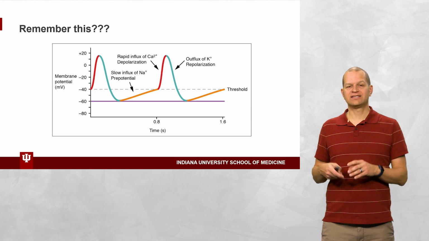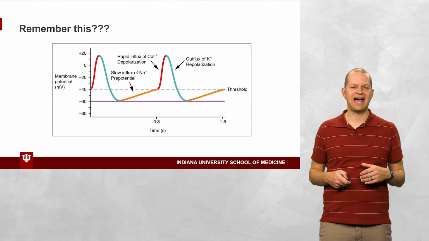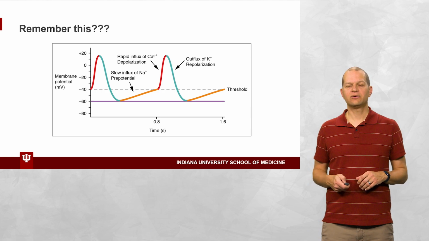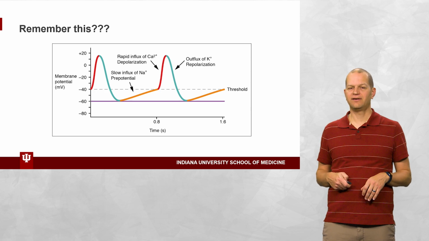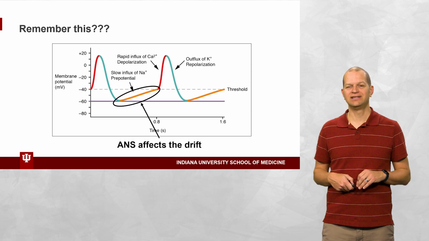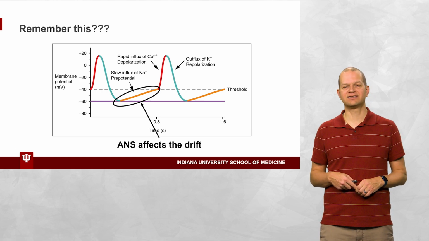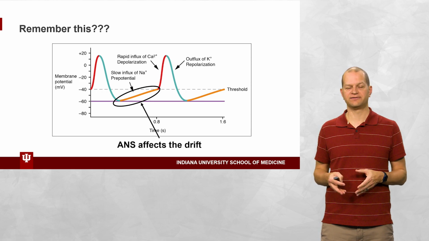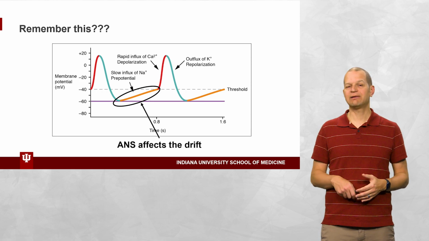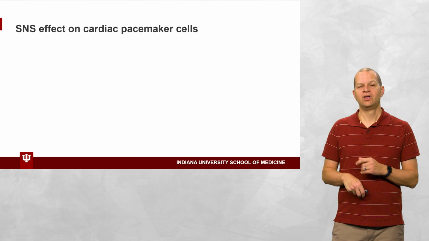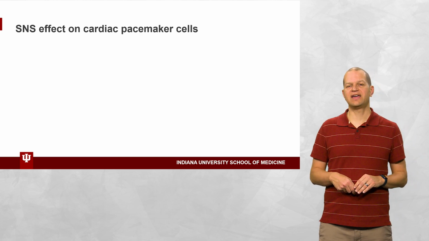Let's go back to the cardiac pacemaker cell action potential. The distinguishing feature of the cardiac pacemaker cell action potential is drift. And what's really nice is that the autonomic nervous system only affects drift. Let's talk about how this happens. First of all, we're just going to go to the sympathetic nervous system.